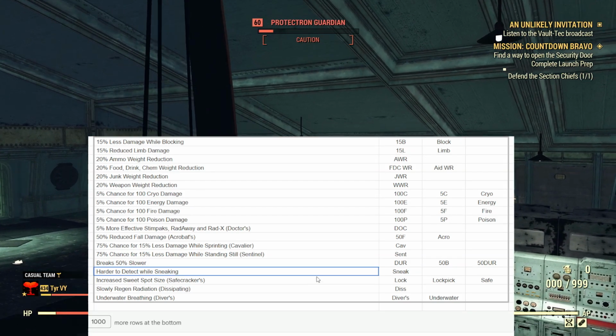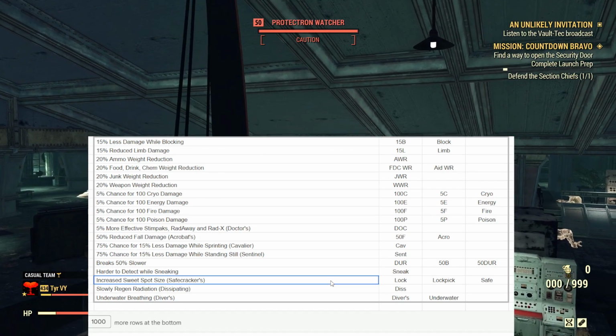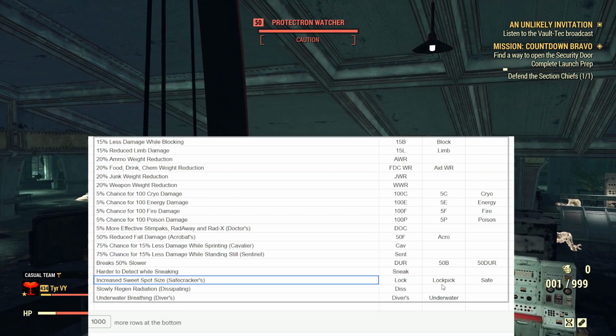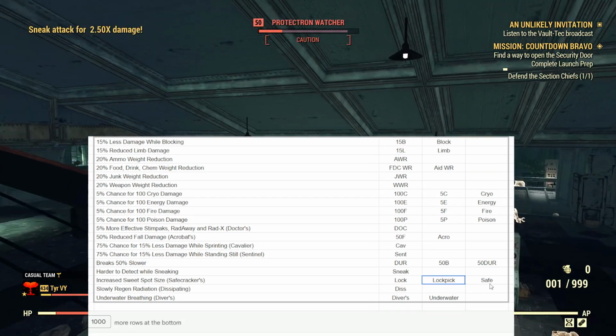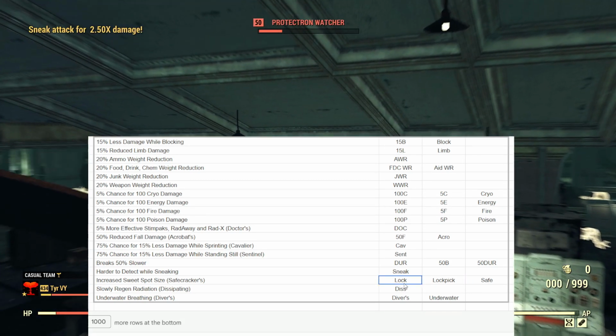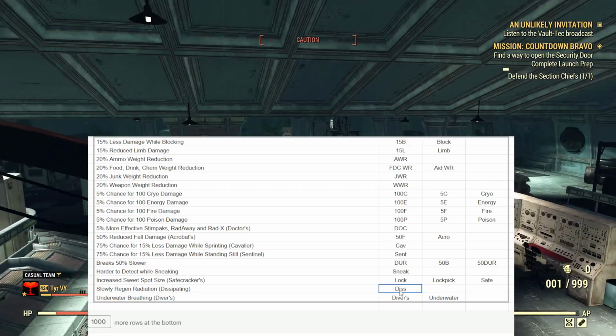Then we've got the Safecrackers effect, increase the sweet spot while lockpicking. No one wants this, but just in case, I don't know, write lock, lockpick, or safe. I don't care about this one. Personally, I don't give a rat's ass what people write for this one.